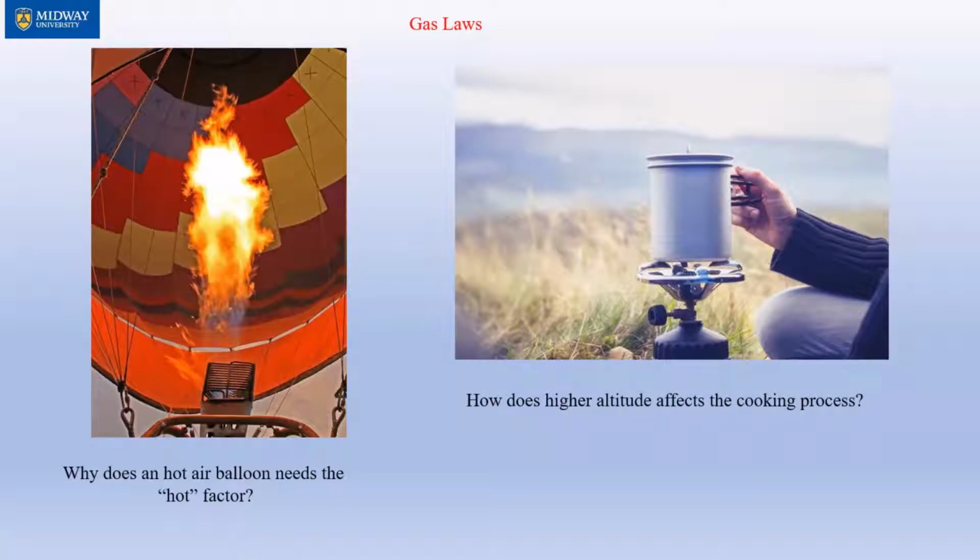Okay. Now, if you see, both of these questions are so open-ended. Now, I have modified the second question: how does higher altitude affect the cooking process? Typically, this question is written as, does the food cook faster at higher altitude versus at sea level? I've modified the question to actually incorporate more meaning into the question itself.